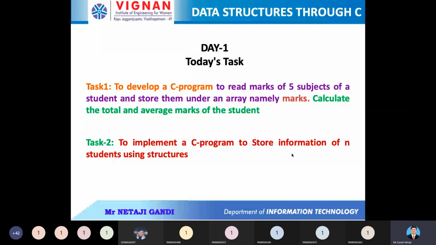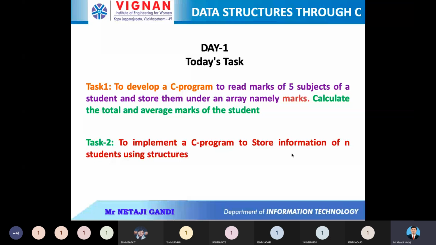So you can read the 5 subject marks and calculate the total of the 5 subject marks. And a very simple task, average. How can you calculate the average marks? Total marks divided by 5. That is, first subject plus second subject plus third subject plus the rest, the 5 subject marks summed together, divided by the number of subjects. So I have assigned a simple program to you. A simple task is assigned, the first one. The second one is also very important.